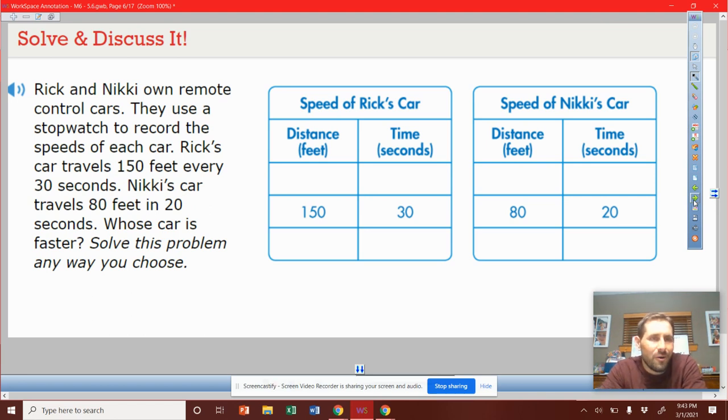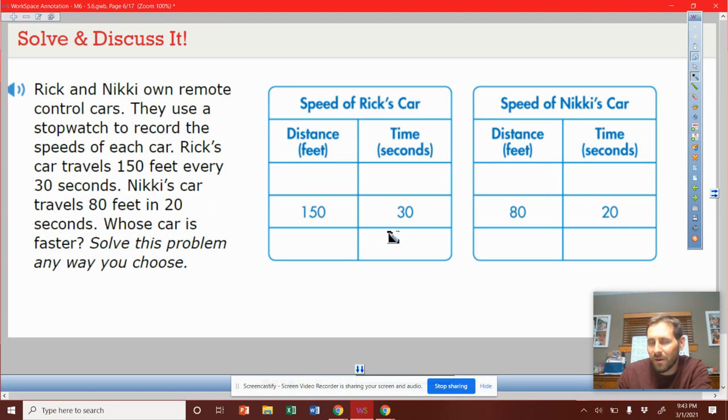Rick and Nikki own remote control cars. They use a stopwatch to record the speed of a car. Ricky's car travels 150 feet every 30 seconds. Nikki's car travels 80 feet in 20 seconds. Whose car is faster? So solve the problem any way you want, but figure out who's faster.